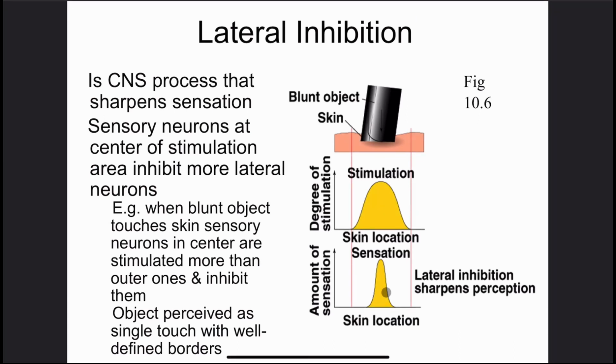Lateral inhibition is when you have a blunt object to the skin and those sensory neurons within the middle are going to inhibit the more lateral neurons. So even though there is a lot of stimulation from both sides over here, there is going to be inhibition over here so that what you feel, what you perceive is mostly within the centered area.